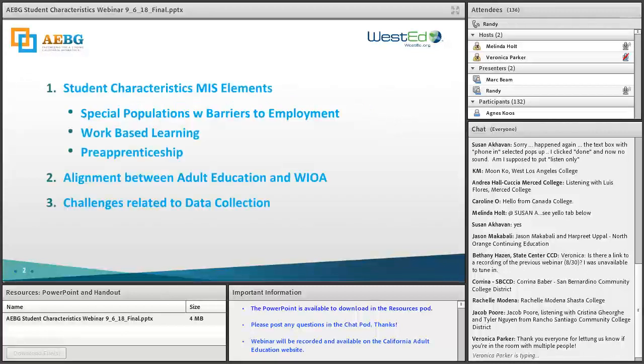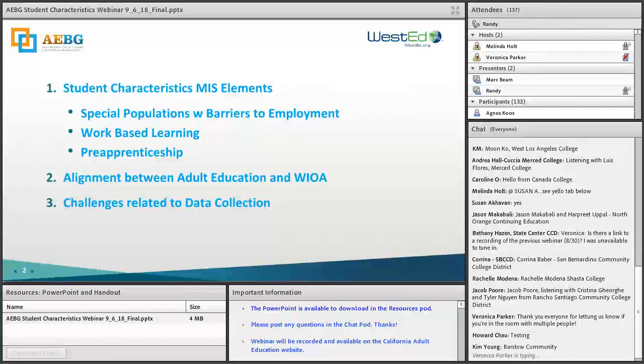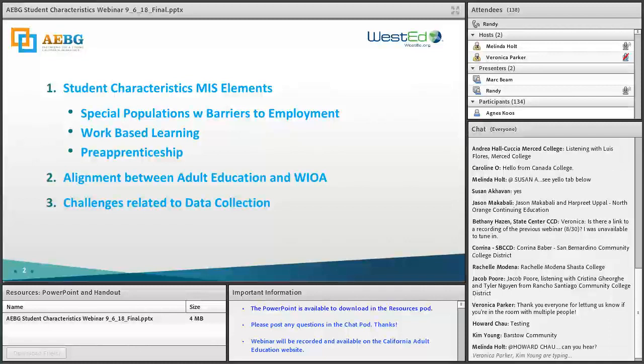So we're going to talk about primarily 3 things today. We're going to talk about the new student characteristic MIS elements. We're going to talk about the special populations with barriers to employment elements. We're going to talk about the student element for work-based learning and the student element for pre-apprenticeship. We'll frame that within the broader landscape of the alignment between adult education and the Workforce Innovation and Opportunity Act, WIOA, and we'll talk a little bit about challenges related to data collection.